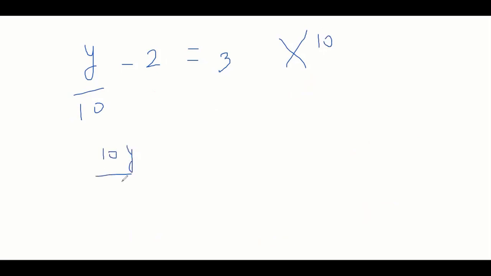Suppose somebody gives an equation like y by 10 minus 2 equal to 3. So what are you going to do? How do you simplify? What are you going to do? You multiply with what? Multiply with 10. Multiply everywhere with 10. So 10y by 10. 10y by 10 is more like y.